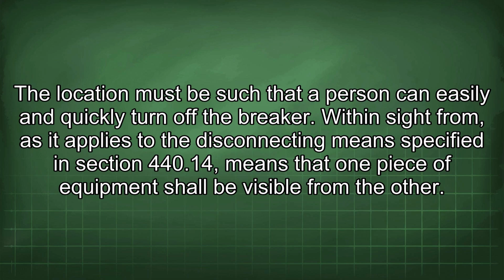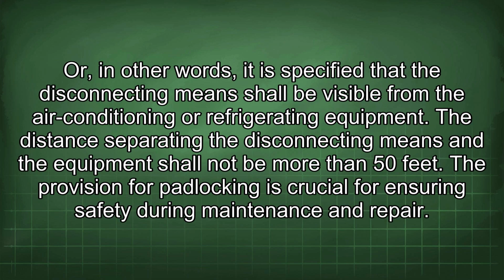Within sight from, as it applies to the disconnecting means specified in section 440.14, means that one piece of equipment shall be visible from the other. Or, in other words, it is specified that the disconnecting means shall be visible from the air conditioning or refrigerating equipment. The distance separating the disconnecting means and the equipment shall not be more than 50 feet.